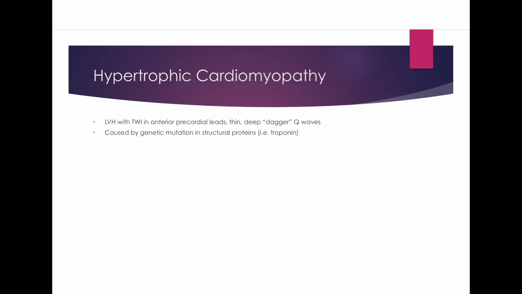This condition is caused by a genetic mutation in the troponin proteins, as well as some other structural muscle proteins. An echocardiogram would be very helpful in diagnosing this condition. You're going to look for asymmetric septal hypertrophy and what's called systolic anterior motion of the anterior mitral valve leaflet, or SAM.